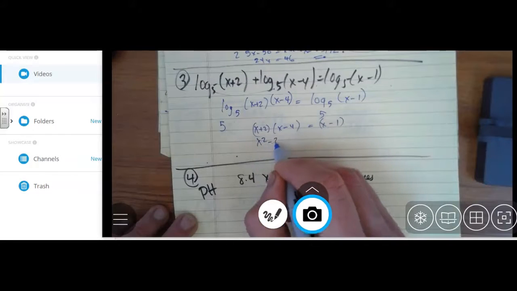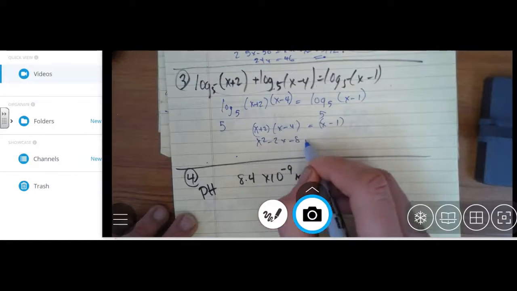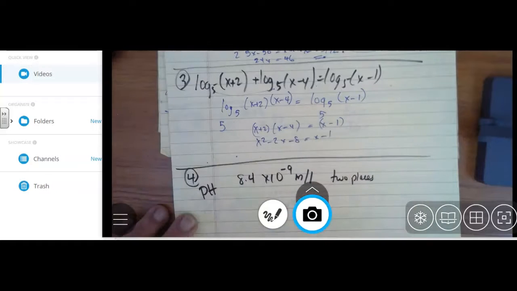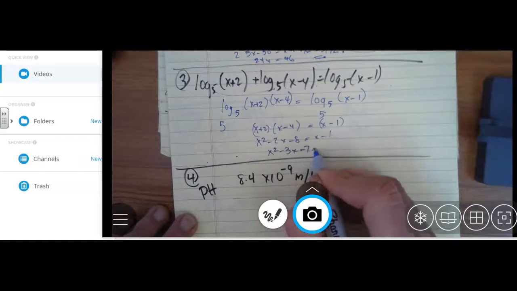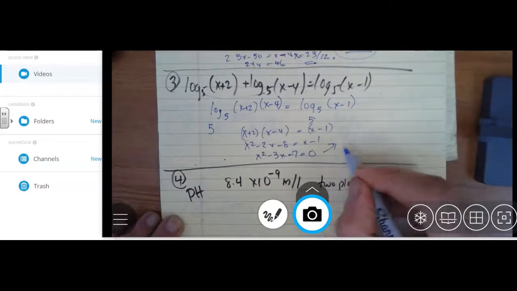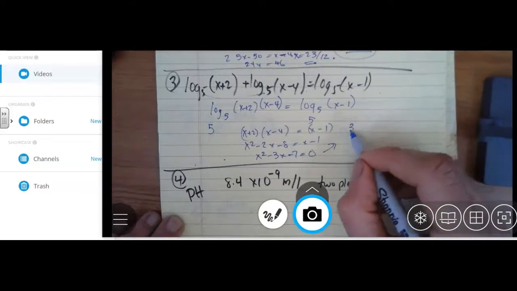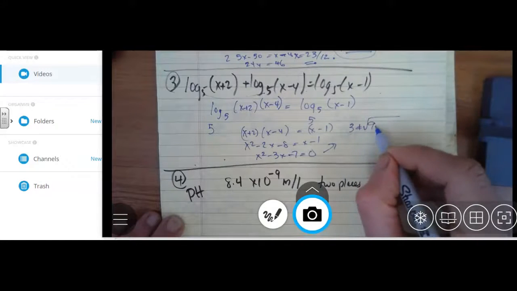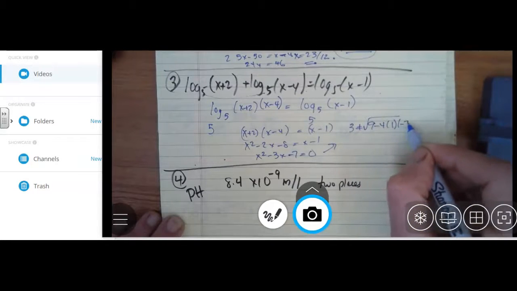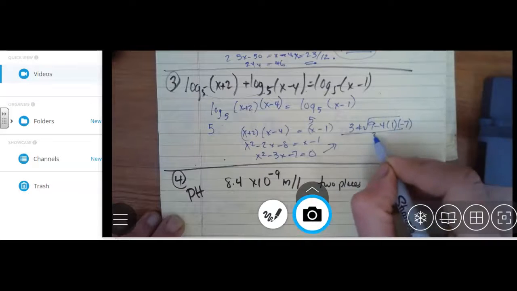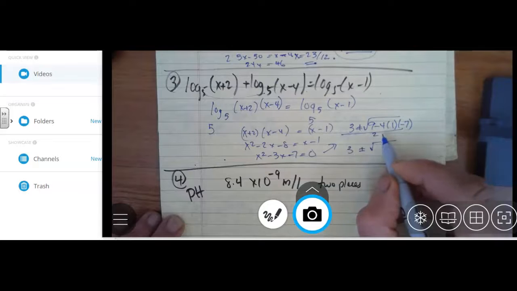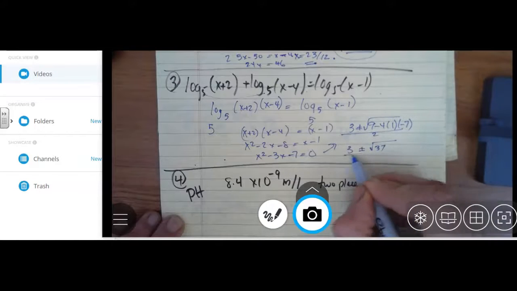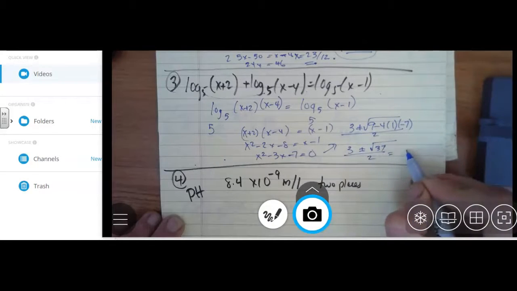You're going to get x squared minus 2x minus 8 is equal to x minus 1, and then you're going to get a quadratic. You're going to get x squared minus 3x minus 7 equals 0, and you use the quadratic formula, and you're going to get 3 plus or minus the square root of 9 minus 4 times 1 times negative 7, all over 2, which is 3 plus or minus the square root of 37, over 2. So that's going to equal 4.5414, and there you go.